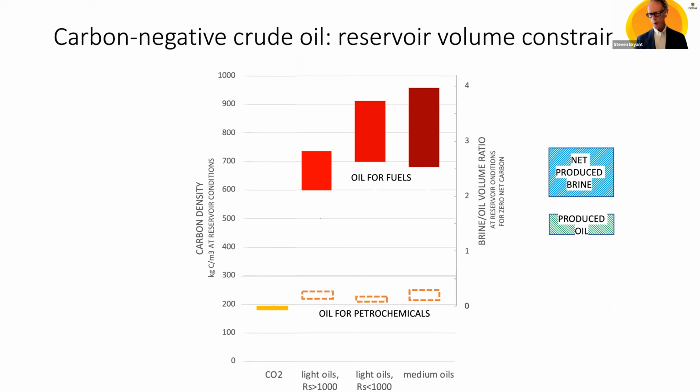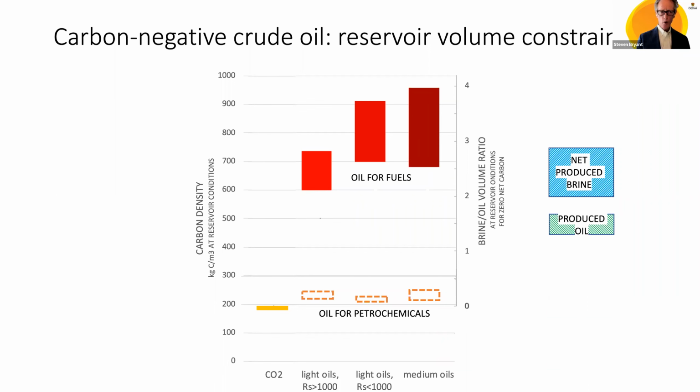Very briefly, you'll see the oil for petrochemicals boxes down there, the hashed lines. That's a lot smaller carbon density because the combustion is not happening. You still have emissions from production, transportation, refining, et cetera. But the point there is if we're producing oil strictly for feedstock, we have the opportunity to have a much more net negative crude oil.